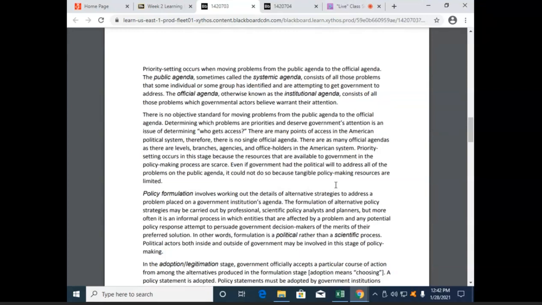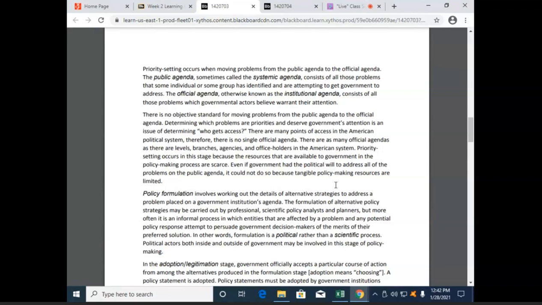And then the other part is we say it in the singular. We say agenda, the official agenda, or the institutional agenda. But I want you to understand that there are many, many agendas out there. Many official agendas out there. There's not just one official agenda. There are at least as many official agendas, or institutional agendas, as there are branches and levels and institutions of government in our system.